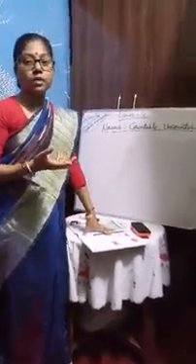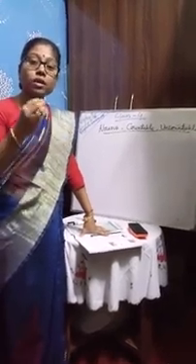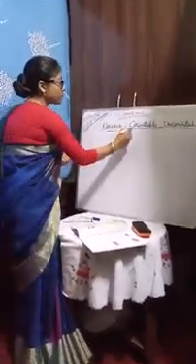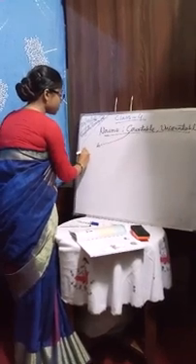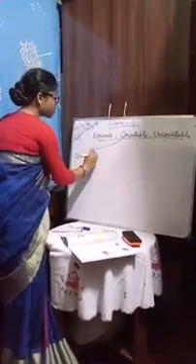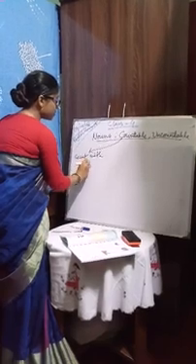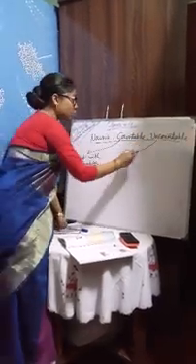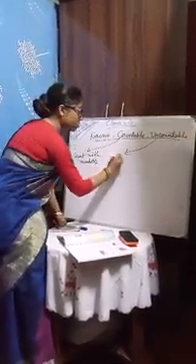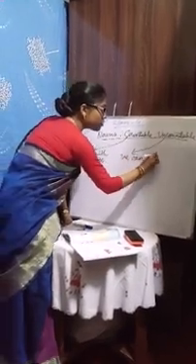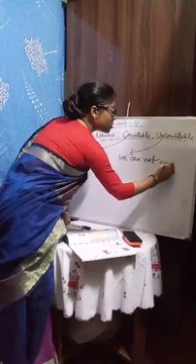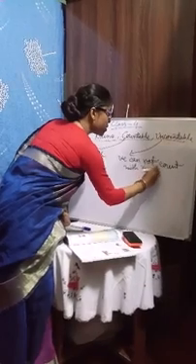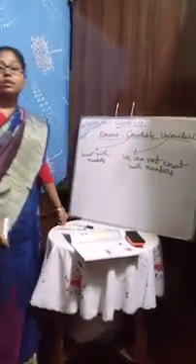What is countable? The nouns which we can count with numbers are known as countable. And the nouns which we cannot count with numbers are known as uncountable.